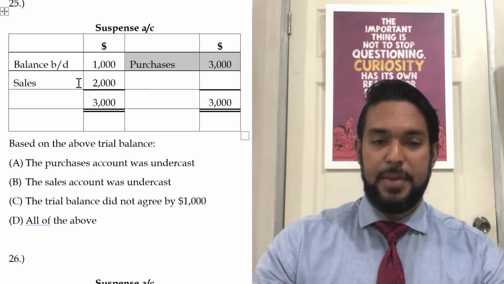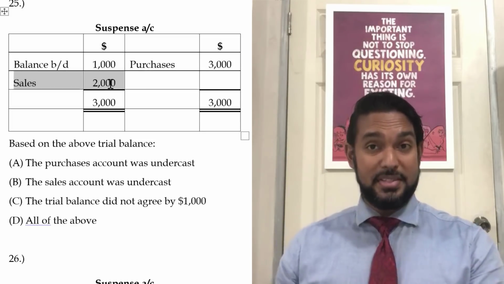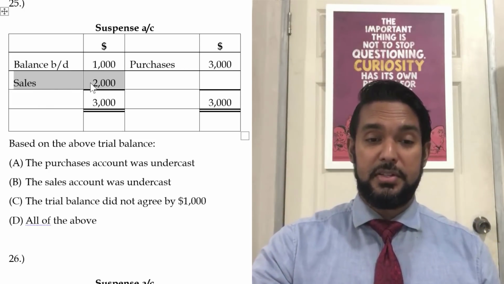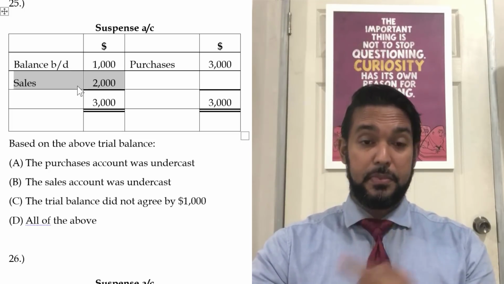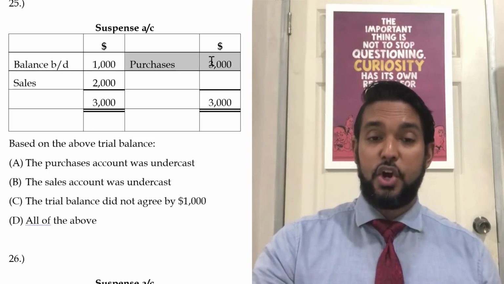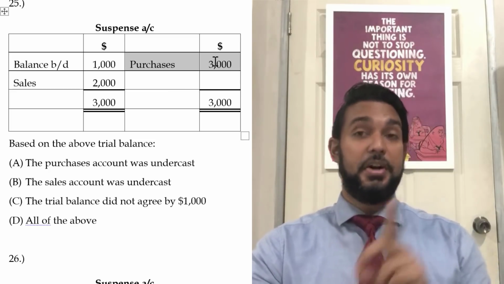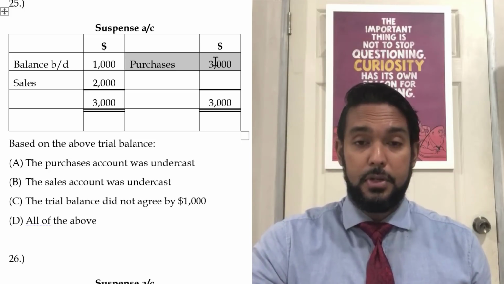We have a debit to suspense that says sales. So if you're debiting suspense, you are crediting the other account affected. So that's a credit. This here says we are debiting suspense, but the sales account is credited. By the same token, we have a credit entry in the suspense account that says purchases, which means the other account affected by that entry, which is the purchases account, was debited.